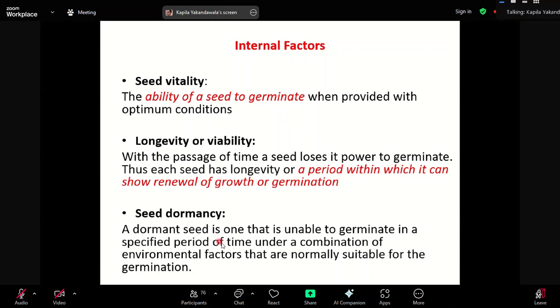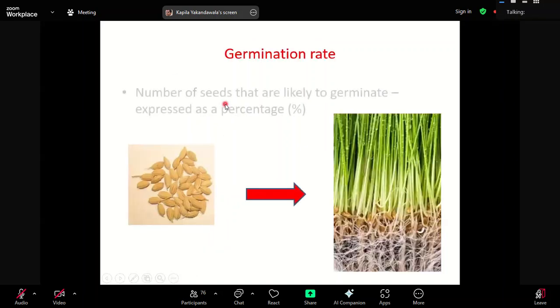Seed dormancy is when seeds are unable to germinate in a specific time period under a combination of environmental and maybe internal factors. Until the seed gets correct conditions, the seed will not germinate. That is due to the dormancy. Otherwise, when the mango seed is attached to the fruit, it can germinate, but it is not going to happen. Right? We are going to look at dormancy in detail in a minute.